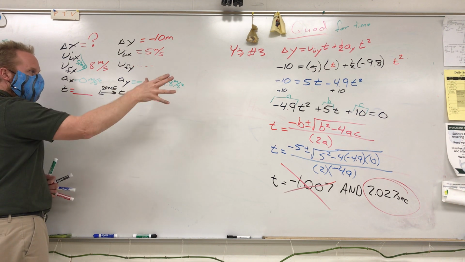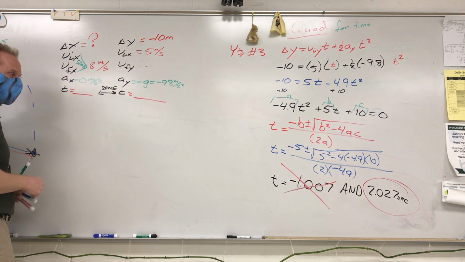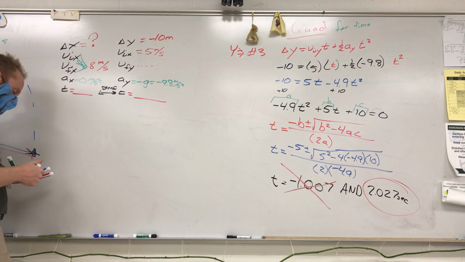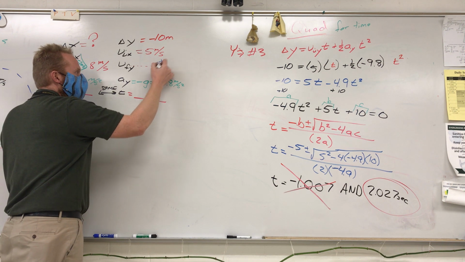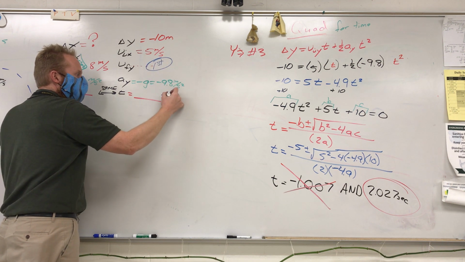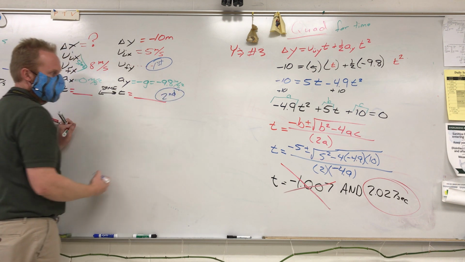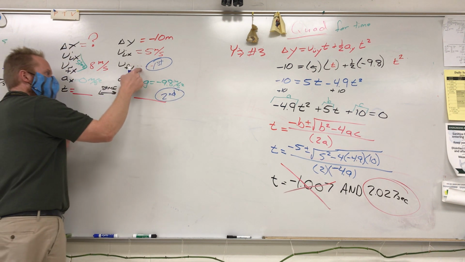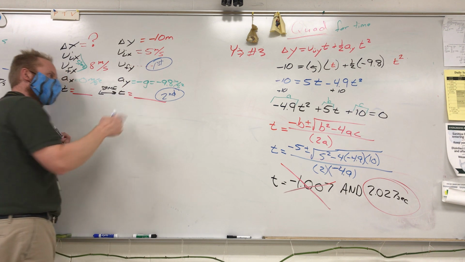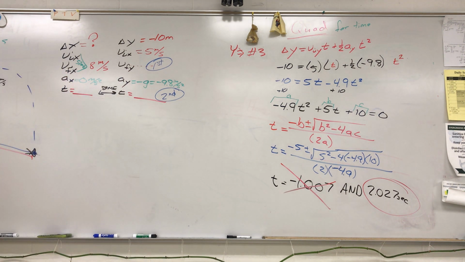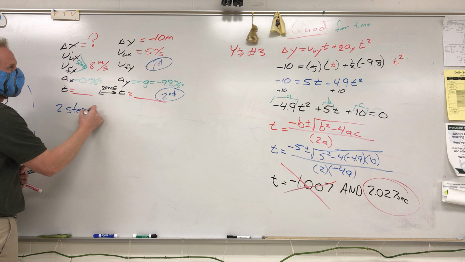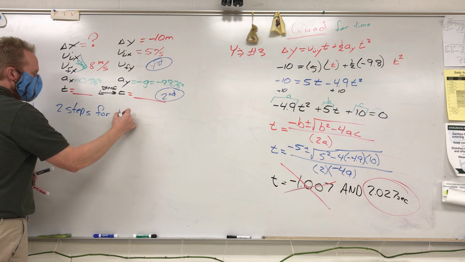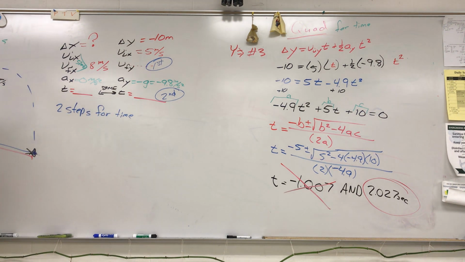If we want to avoid quadratic, then we have to avoid using equation number 3. So what we could do is solve for this first, and then solve for this second. If we use this number, we can solve for time without using equation number 3. And I'll show you that step as well. So this is 2 steps for time. This is a different way you could do it.